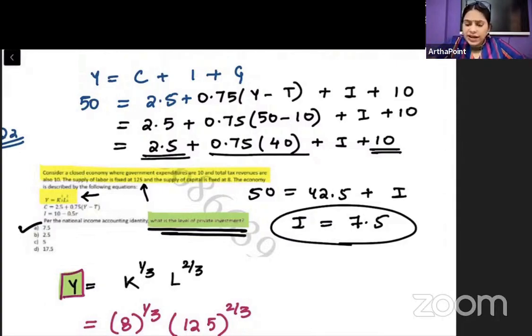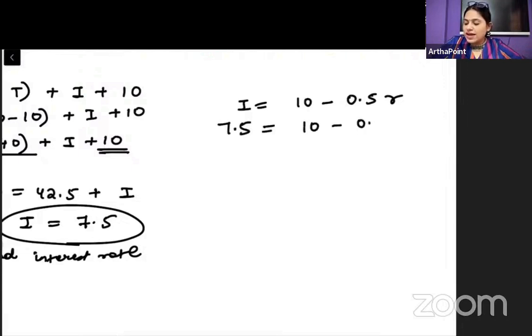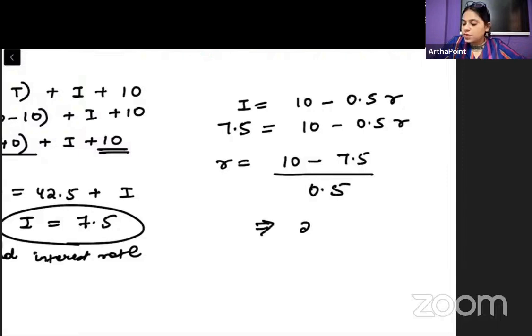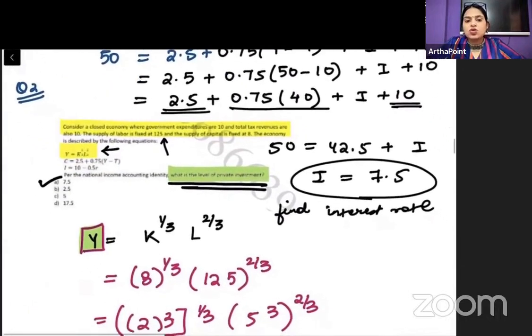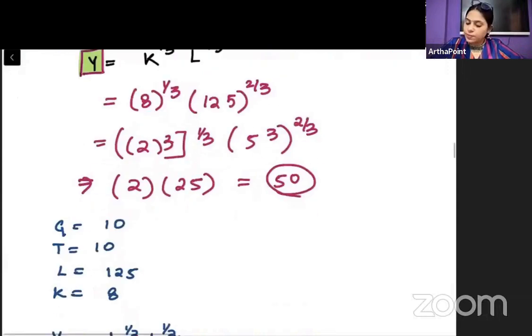In the exam, they could have asked you to find the interest rate. Because now my investment function is 10 minus 0.5 R, and I know that investment is 7.5, I can find the interest rate as 10 minus 7.5 divided by 0.5. So 2.5 divided by 0.5, so 5. So I can also find the interest rate. That is how you can solve this question.